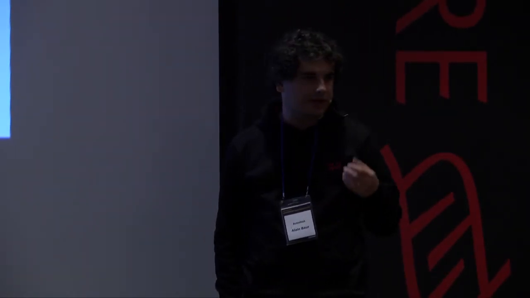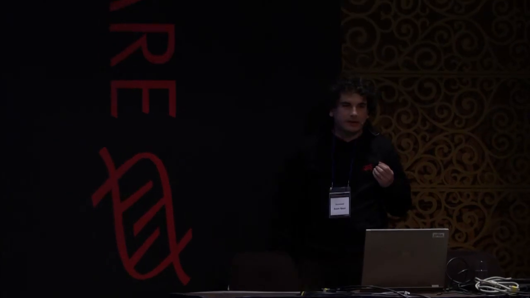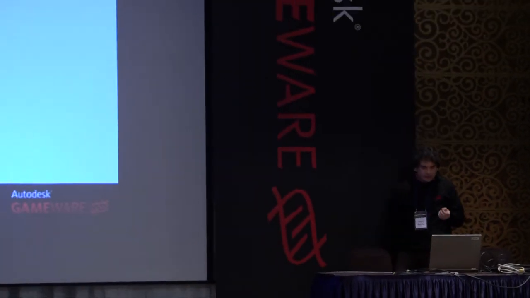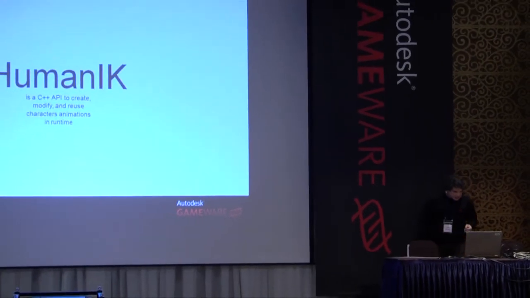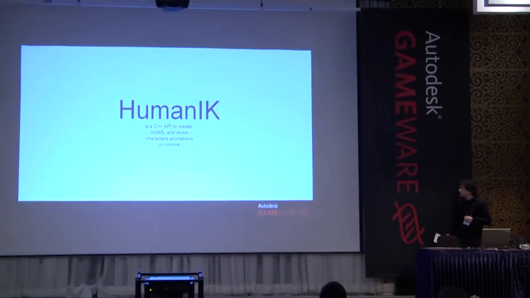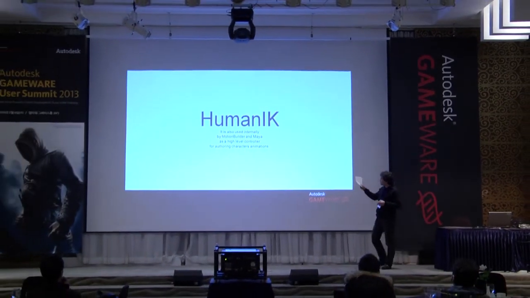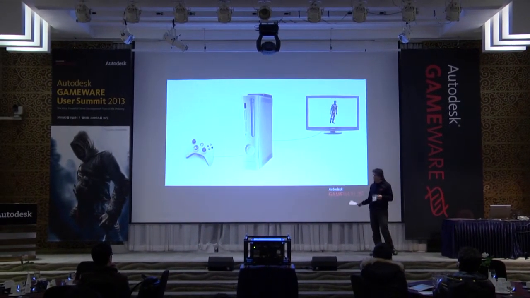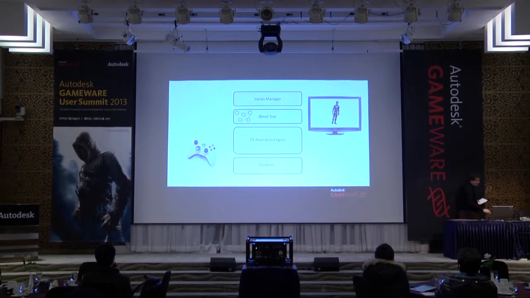Today, I will try to describe how HumanIK can help you to improve the visual look and feel of your MMO games. I will begin very slowly with very easy to understand concepts, but be careful because I will ramp up very fast. So HumanIK is a C++ API to create, reuse, and modify animations at runtime. It is also used internally inside MotionBuilder and Maya as a high-level controller for authoring game character animations.